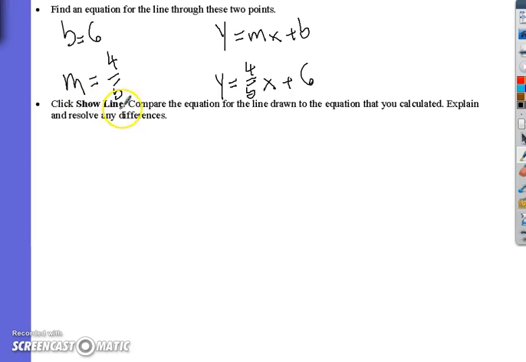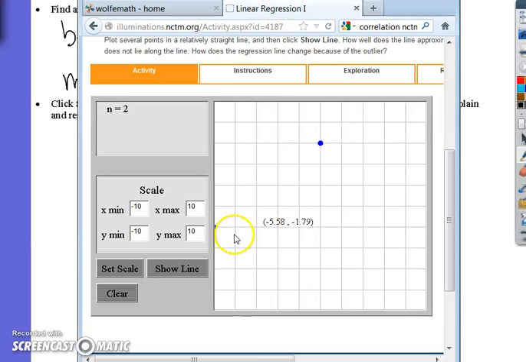It says click show line and then compare the equation for the line drawn to the equation that you calculated. The computer, I think, is going to give me a decimal for 4/5 because that's a fraction. So let's see. I've still got my 2 points, the one here at negative 10 comma negative 2 and the one here at 0 comma 6. And then if I click show line, it's going to draw that line for us automatically. And yeah, look, the equation it gave us is y equals 0.8x plus 6.